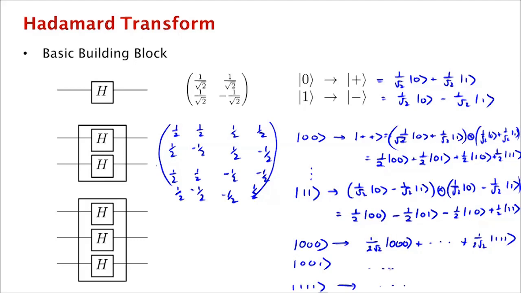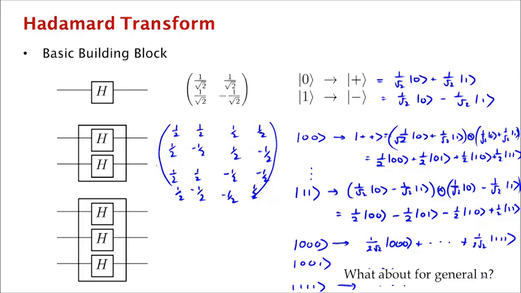Okay, so one thing you realize as you do this is that the Hadamard transform starts with a classical string on the left, one of the basis strings, and it gives you a superposition over all the 2 to the n bit strings. So this is a very powerful thing, and it's a very important principle in quantum algorithms.